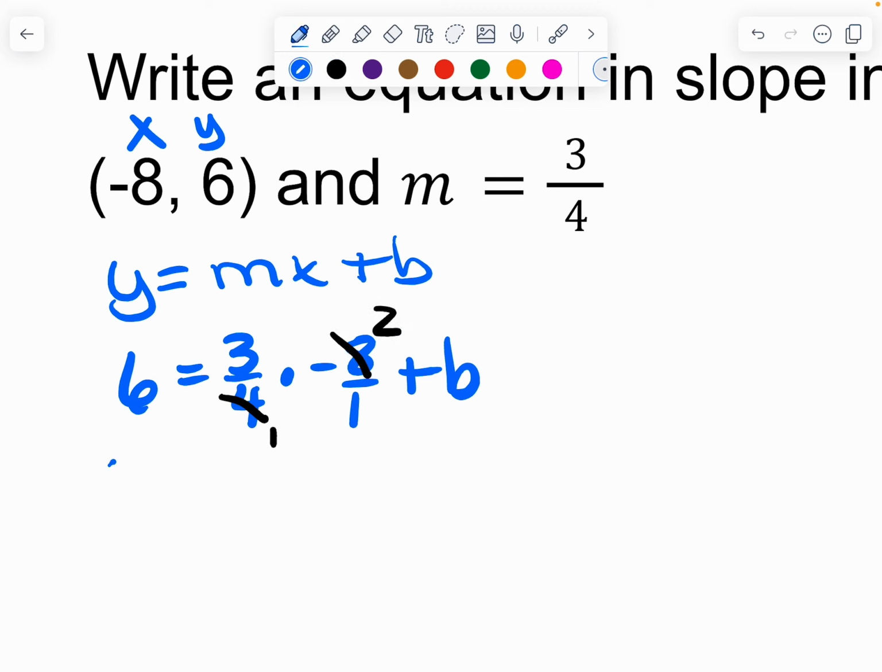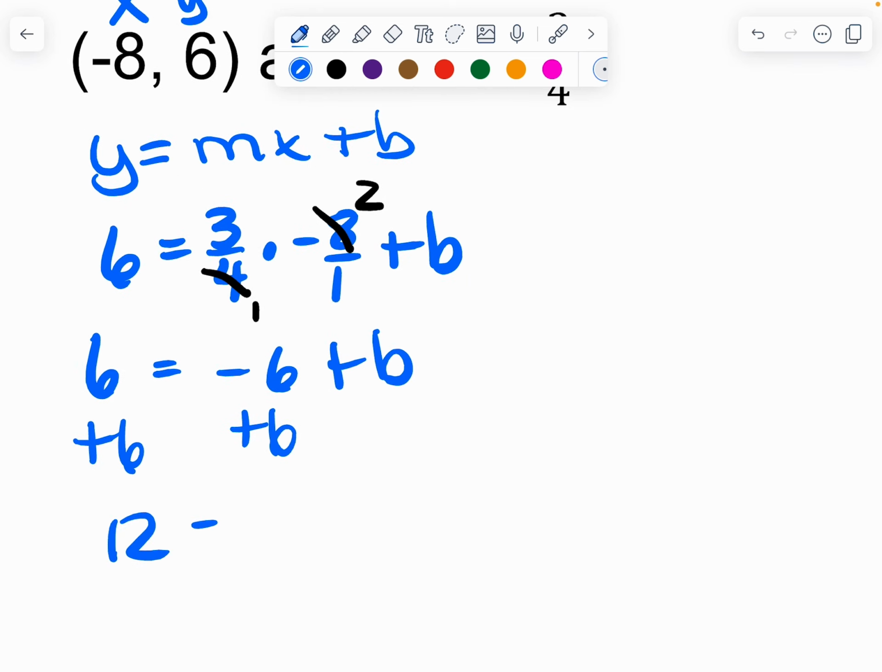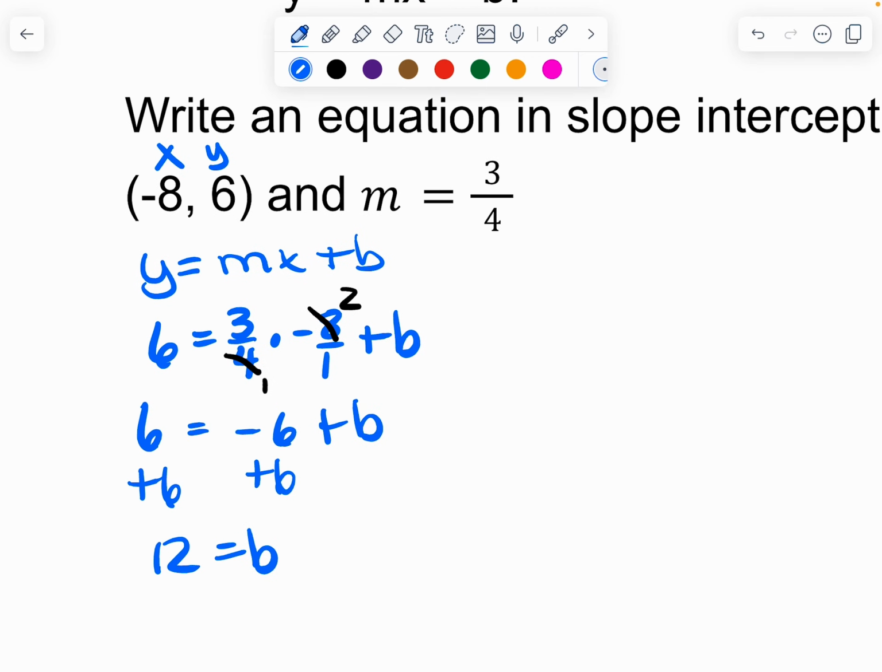So when I do this problem, I'm going to get -6 plus b. Add 6 to both sides, and I get 12 is equal to b. Hooray, some of you might stop right there. But we don't have the slope-intercept form yet. All we have right now is the slope and the y-intercept.